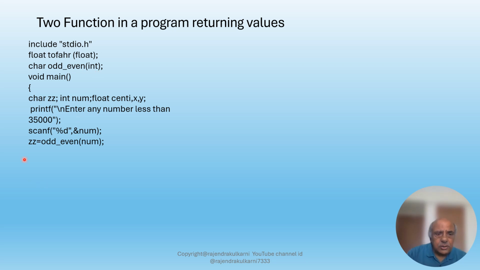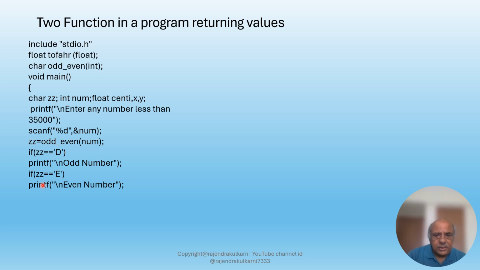So odd_even function will return a char variable value, and to this function we are passing an int value. So now in this call zz is equal to odd_even, we are passing the value of num, which is the value entered by the user from this printf and scanf statement, and the return of this function will be collected. The return value, which is a char type value, will be collected by a char variable zz in the main.